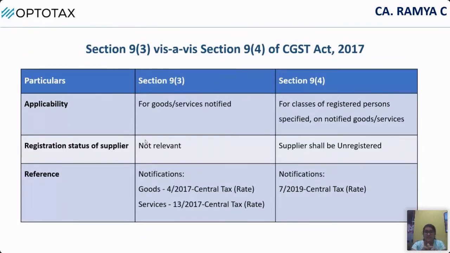Okay. And the other difference is the notification. So they have two separate sets of notifications for 9.3 and 9.4. So these are very important notifications. Please note it. So for section 9.3 for goods, it is notification 4 of 17 and for services 13 of 17. And for section 9.4, it is a 2019 notification, 7 of 2019. Because the notification came after the amendment in the section.